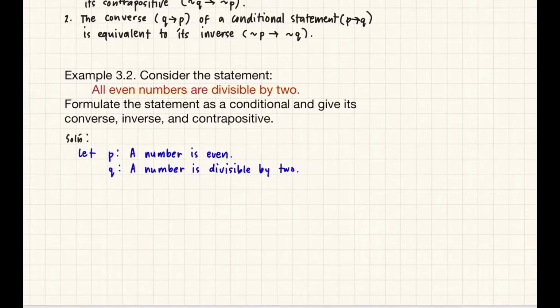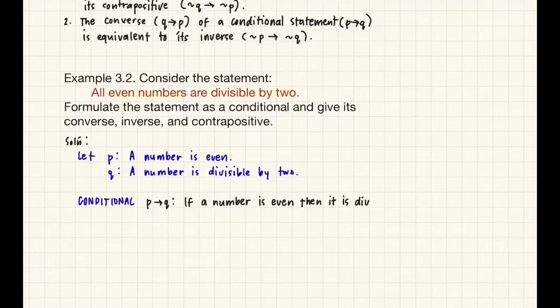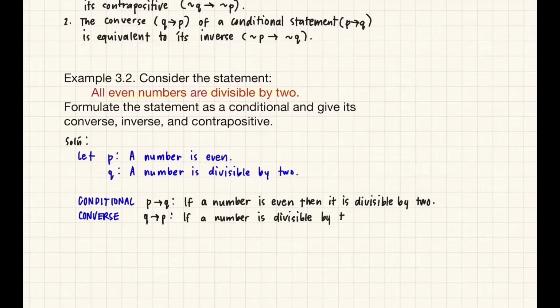And then the conditional statement says that if P then Q, so if a number is even, then it is divisible by 2. Or if a number is even, then the number is divisible by 2. Just the same meaning, just the same sense. Okay, the next would be the converse. Now what's the converse again? It's the statement if Q then P. So if a number is divisible by 2, then it is even, or if a number is divisible by 2, then it is an even number.